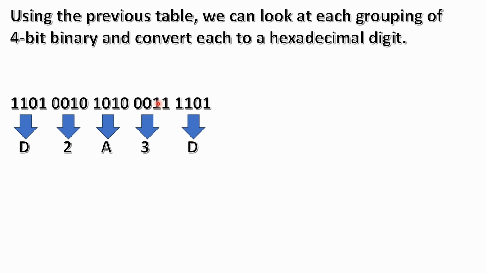And if you look at that, this is an easy one, 3. This binary representation is the same as 3. This would be the same as 10 in decimal, or in hexadecimal A. This binary is equivalent to 2. So what you end up with, this long 20-bit binary number, when you convert it to hexadecimal, is D2A3D. A lot shorter representation and a lot easier to write. So that's a little basis.